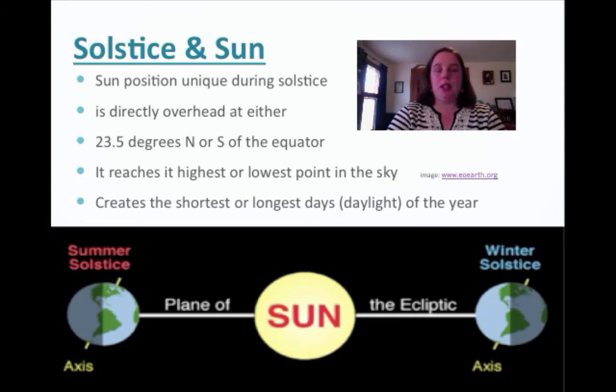Well, the sun position is very unique during a solstice, and like I said, it's either directly overhead at either 23.5 degrees north or south of the equator. It reaches its highest or lowest point in the sky. And what does that create for us? Well, it creates the shortest day, meaning we have very little sunlight during the day, or it's going to have the longest day or the most daylight in the day. And of course, that would depend if you're summer or winter.